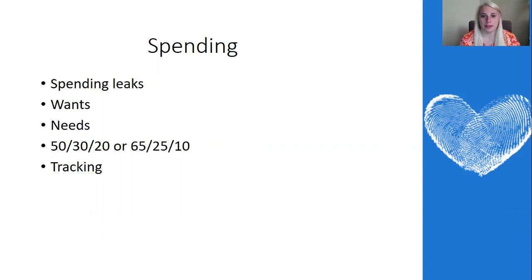But identifying those spending leaks is the first step of starting to make those adjustments. Wants and needs. So spending on wants is typically going to be what those goals are going to be. So you're going to want to maybe start cutting some of those wants out if you're really not making your budget work out. They're not things you need to survive off of, and those are definitely things you can work towards in your goals. Whereas your needs, you want to make sure that you're spending money on your needs, but you're not overspending on your needs. So that's where the 50-30-20 and the 65-25-10 rule fall into place.